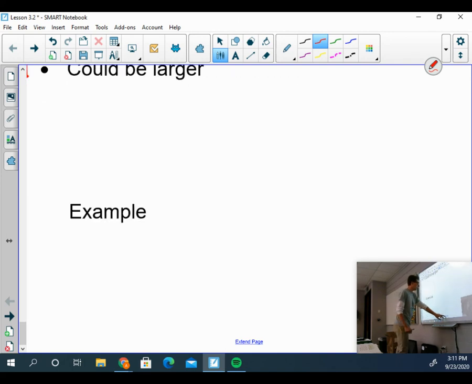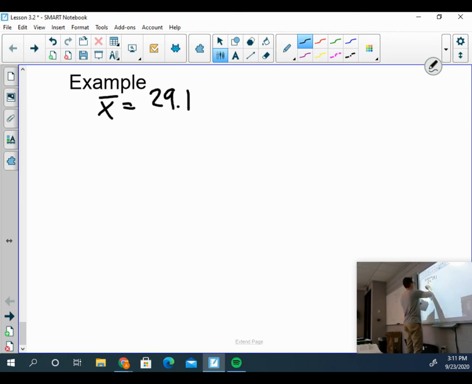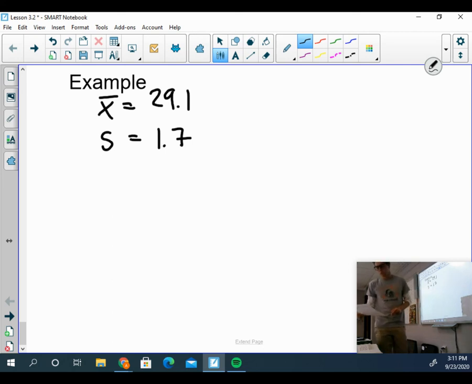Okay? So what do I practically need you to do with Chebyshev's? What am I looking for here? Well, let's say we had a sample mean of 29.1 and a sample standard deviation of 1.7. We are going to find an interval so that 75% of the students fit in this program. We're going to find an interval in which 75% of students fit in this program.